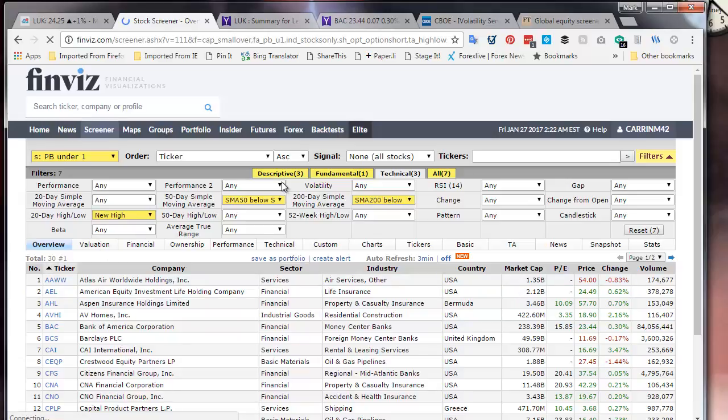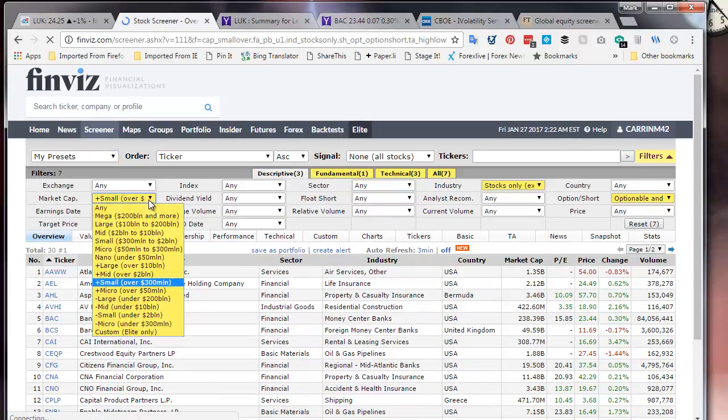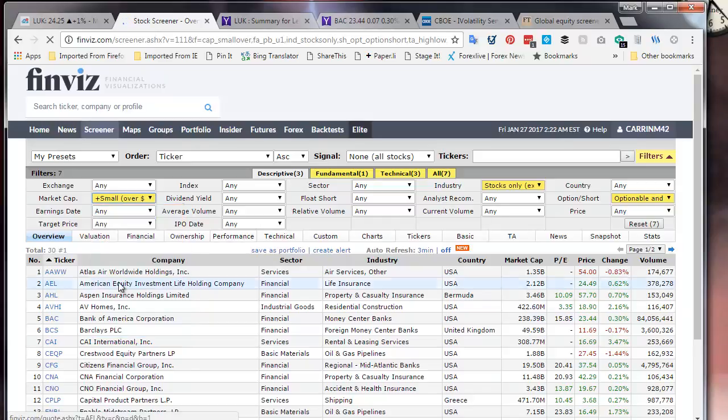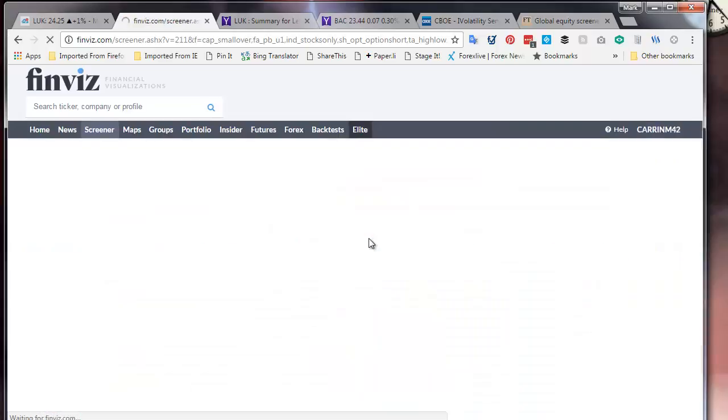If 30 is too many to look at, I can reduce the number. The easiest way to reduce the number is to just change from small to mid to large. I'm going to leave small here for a particular reason, because there's one of the stocks that I already have options on and I want to talk about it. The next step I'll go through is a quick confirmation of charts.